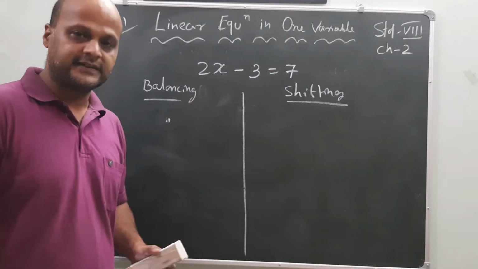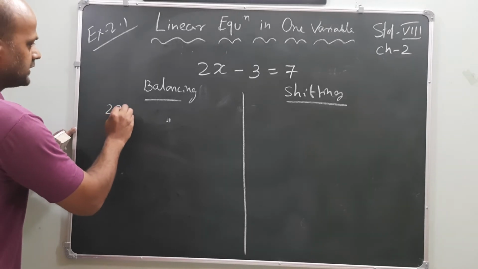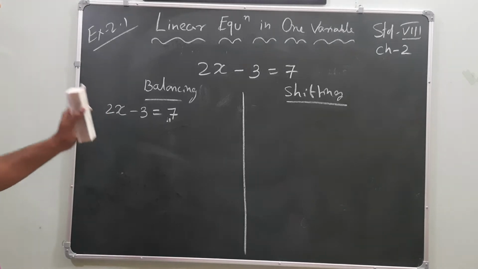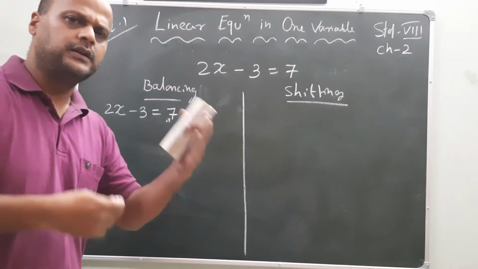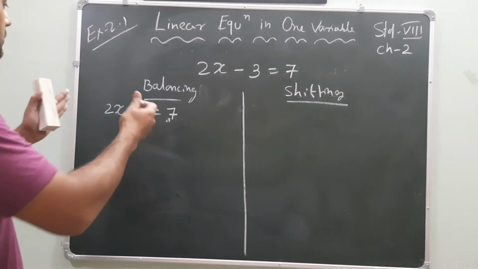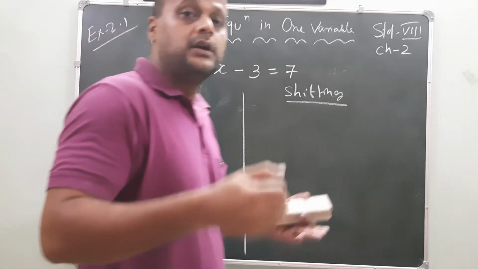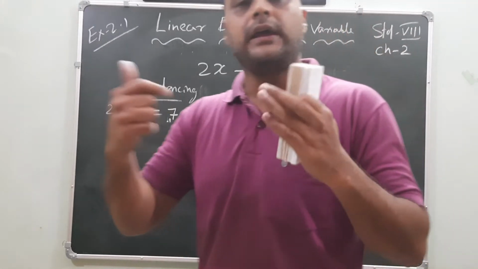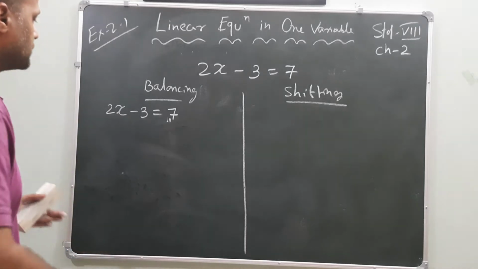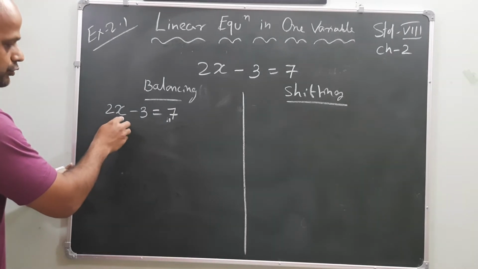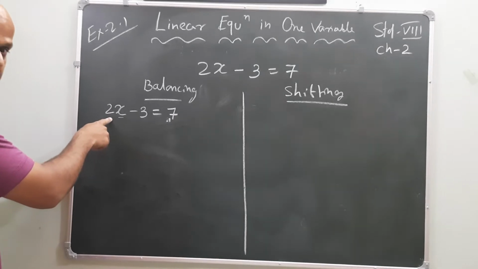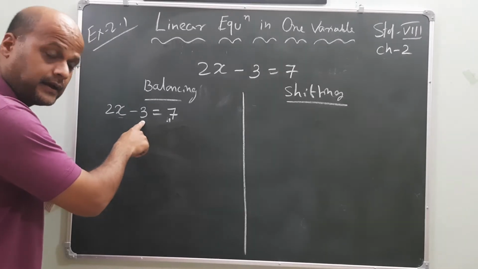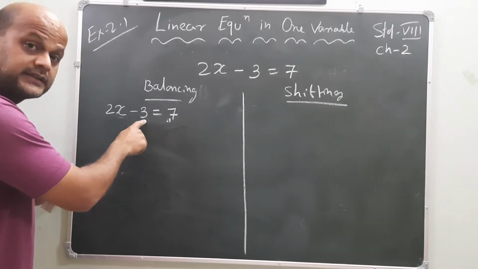So let's go by the balancing process. In the balancing process, we have 2x minus 3 is equal to 7. Careful. To get the value of x, whatever constants are there with the variable, you have to simplify one by one by the balancing process. First we have to find x. x is multiplied by 2. Again, with this 2x, minus 3 is subtracted from it.